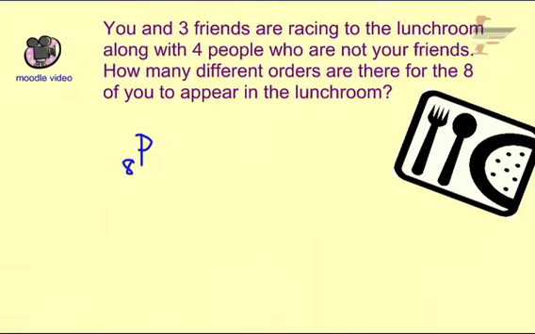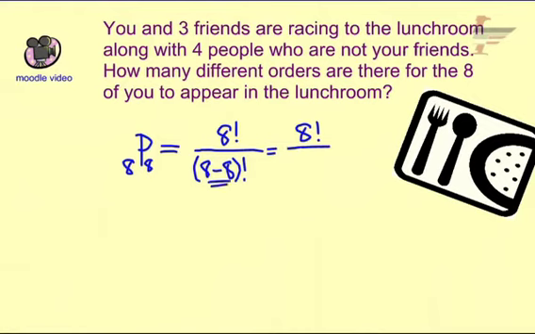Okay, so 8. We're actually going to pick all 8 of them to see how many ways we can order this. Now this is a good thing to talk about. Using our formula, this gives us 8 factorial over 8 minus 8 factorial. So 8 factorial over, what's 8 minus 8? That is 0 factorial.